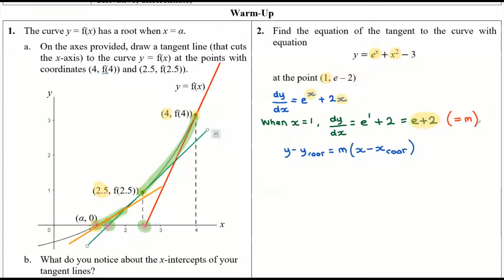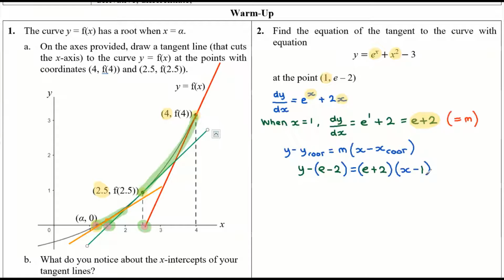Okay, so we sub everything in. So we have y subtract the y coordinate. Now we've got to be a bit careful here. The y coordinate is written in exact form and it's e subtract 2. So just be careful of the signs there. So we're subtracting the whole thing. And that's equal to the gradient, which we now know is e plus 2. So again, I'm going to use brackets. And then we have x subtract the x coordinate. So that's going to be x subtract 1. All right. So that's the equation.